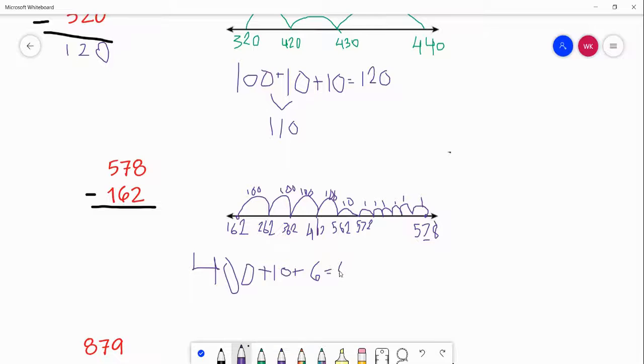So 400 plus 10 equals 410. 410 plus 6 equals 416. So we are going to go and write that down over there.